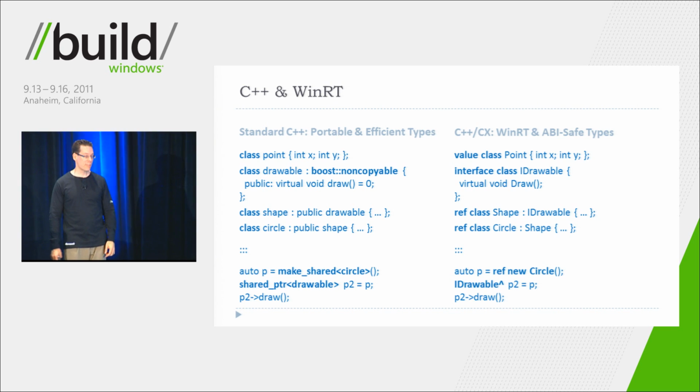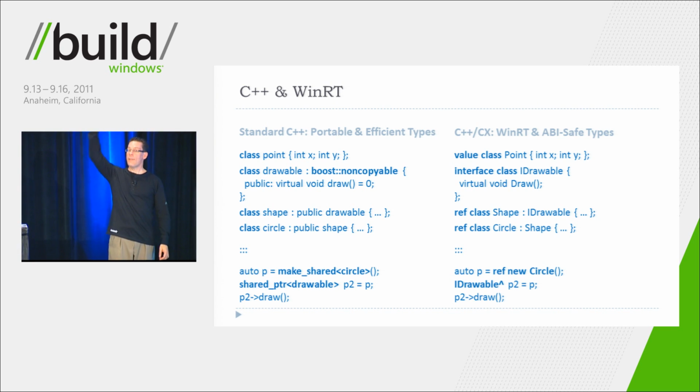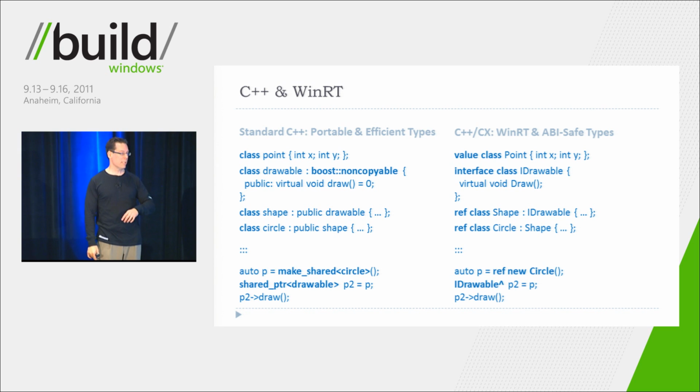And here's the difference. On the left-hand side, you have how you write typical OO code, author it, consume it in standard C++. I have a class point. I say drawable, that's a value type. I say drawable is non-copyable because it's a base class. I have shape and circle implement drawable, and the circle implements shape. And then I use them with make shared, and I have a shared pointer to drawable. All the stuff we just talked about.